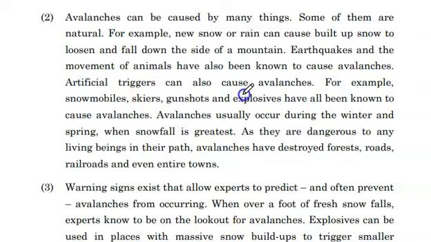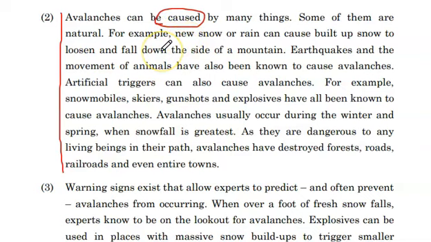Artificial triggers can also cause avalanches. For example, snowmobiles, skiers, gunshots, and explosives have also been known to cause avalanches. Avalanches usually occur during the winter and spring when snowfall is greatest. As they are dangerous to any living beings in their path, avalanches have destroyed forests, roads, railroads, and even entire towns. So far as this paragraph is concerned, it is talking about causes.